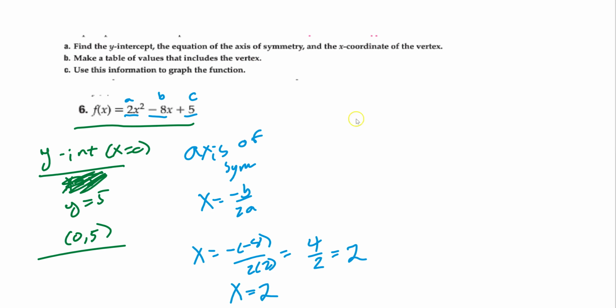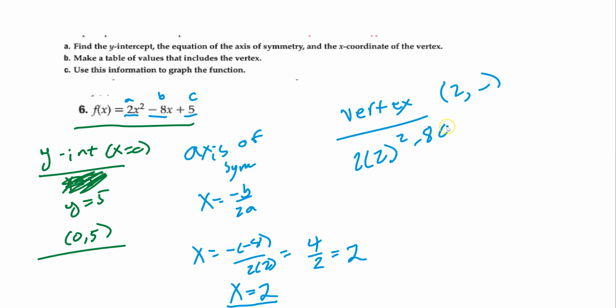Now let's find the vertex. I already know the vertex has 2 and something, because it's the axis of symmetry, exact same thing. So we just plug it into the equation. So 2 times 2 squared minus 8 times 2 plus 5. This is 4, so 8 minus 16 plus 5. Negative 8 plus 5 is negative 3. So that's my vertex. Now, this says make a table of values that includes the vertex.